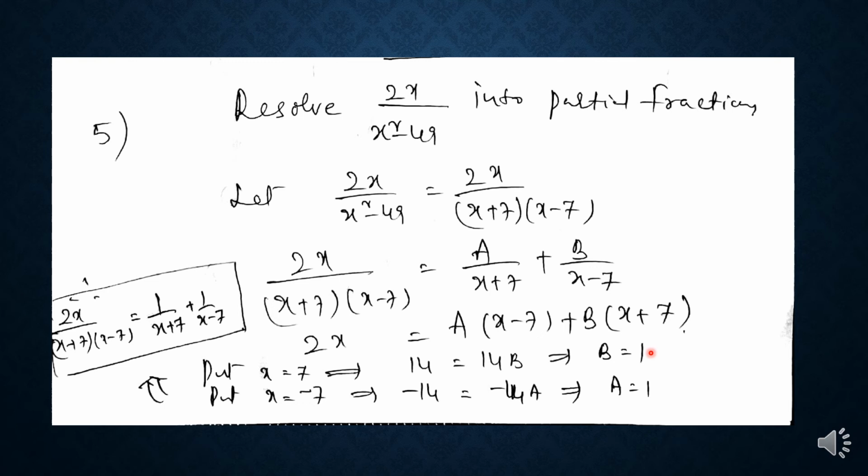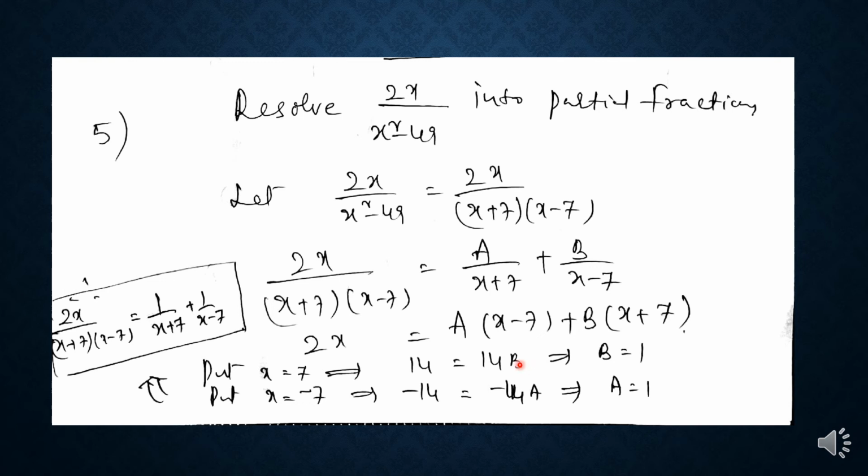Now put x is equal to minus 7 in the equation. Then that becomes 2 into minus 7, that is minus 14, is equal to a into minus 7, that becomes minus 14 into a, minus 14a. So minus 14 is equal to minus 14a. So a is equal to 1. Thus we got the values of a is equal to 1 and b is equal to 1.